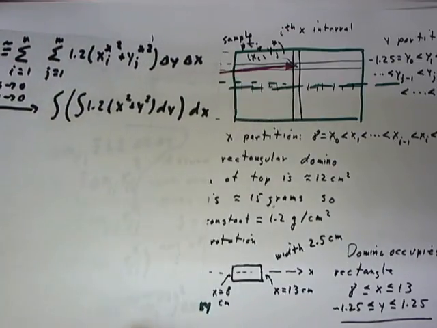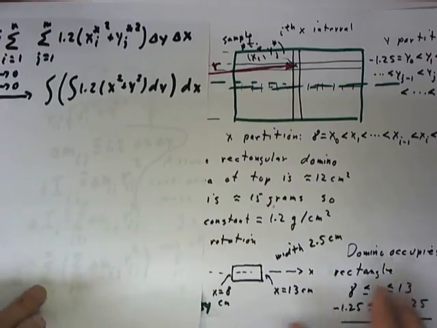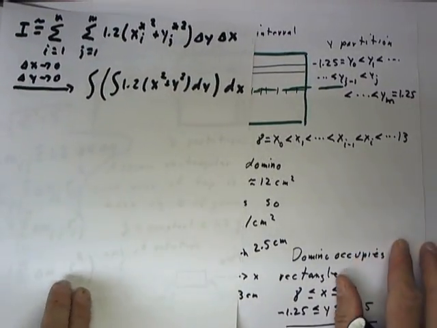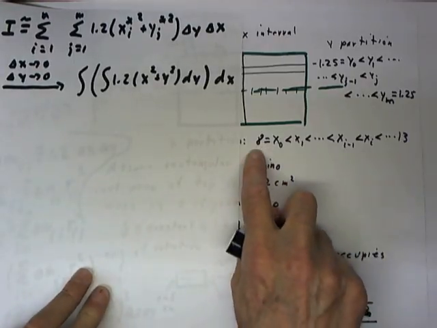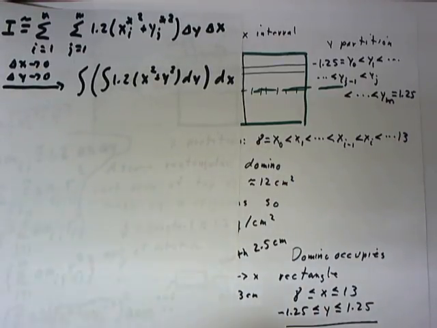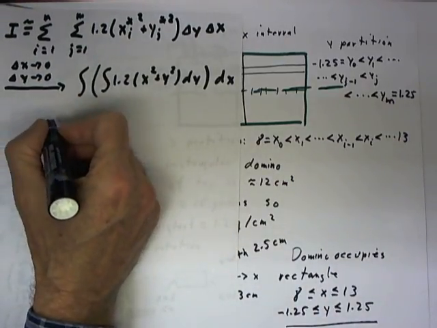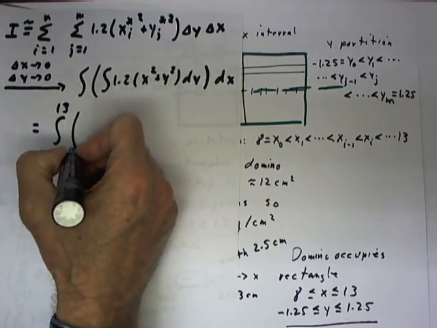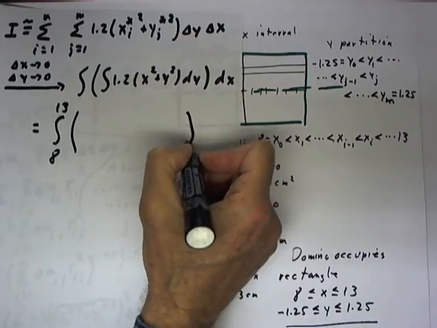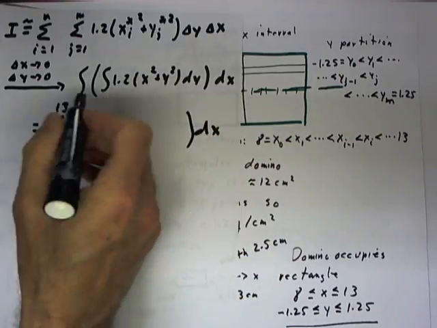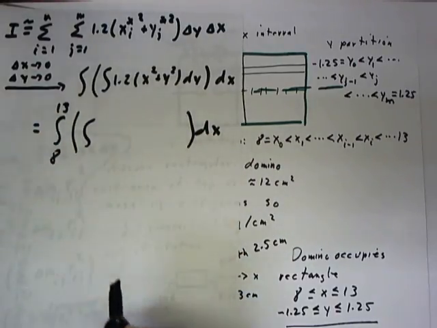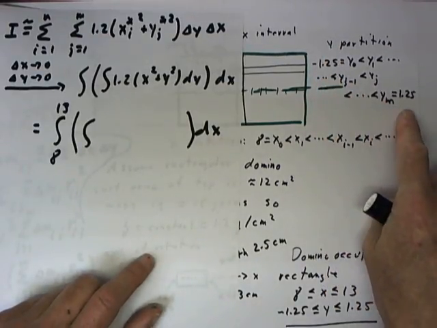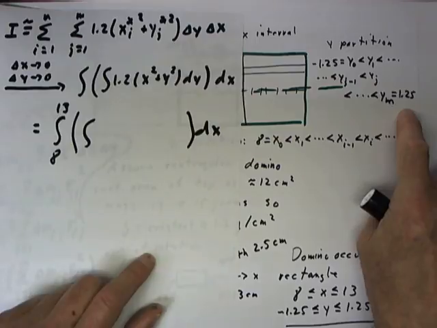The limits on the integral are determined very easily by the limits on our partition. Our x partition had limits 8 and 13, so that's the integral from 8 to 13 with respect to x of the integral. Our y partition went from negative 1.25 to 1.25.